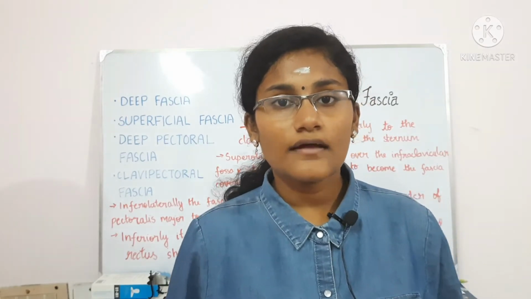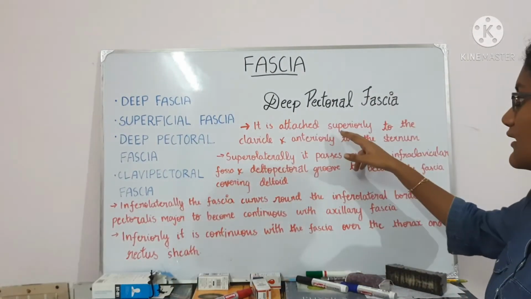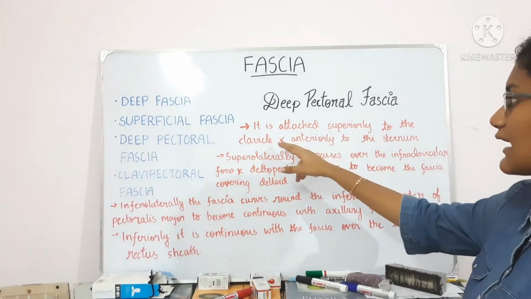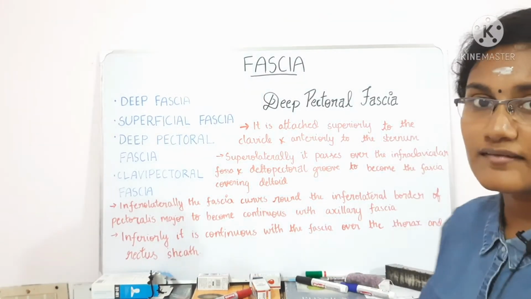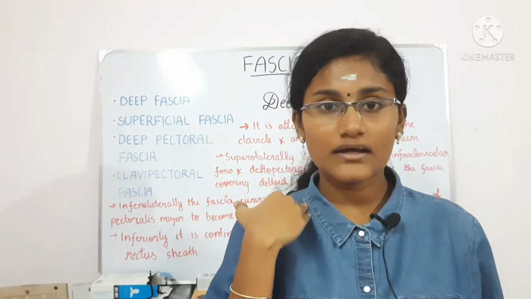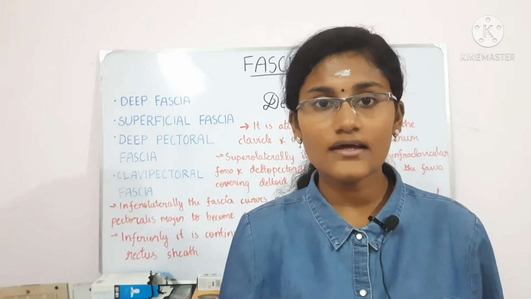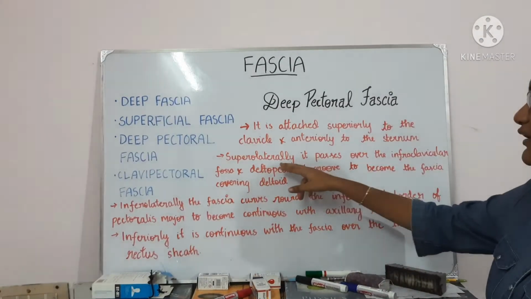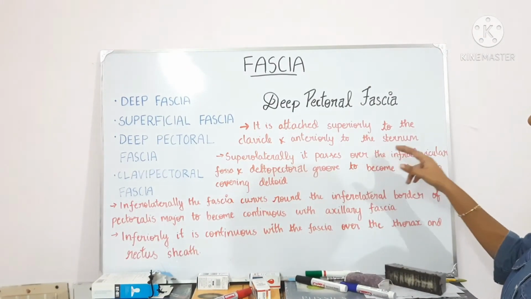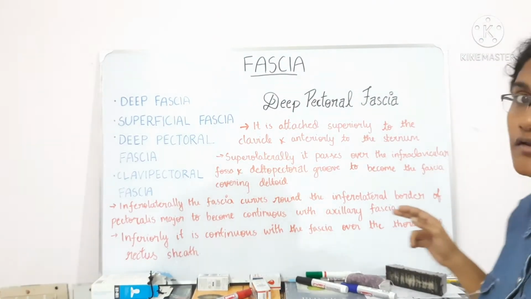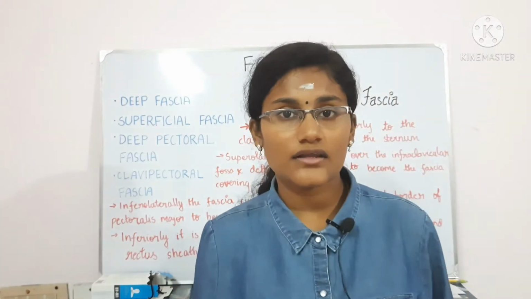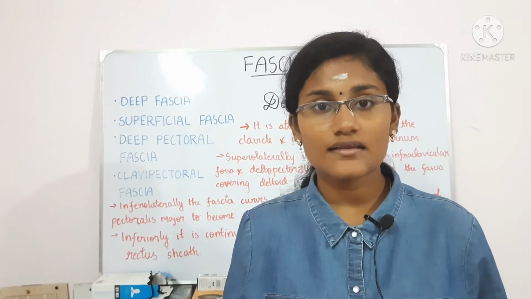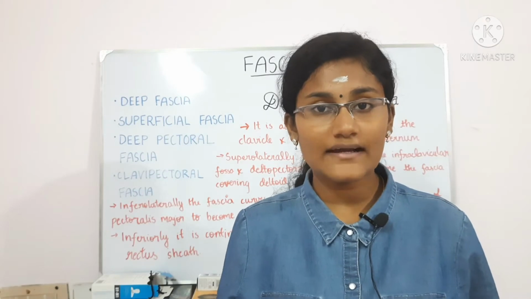Okay, so the deep pectoral fascia is attached superiorly to the clavicle and anteriorly to the sternum, or the breastbone. And superolaterally it passes over the infraclavicular fossa. So what is the infraclavicular fossa? The infraclavicular fossa is a depression just below the clavicle.